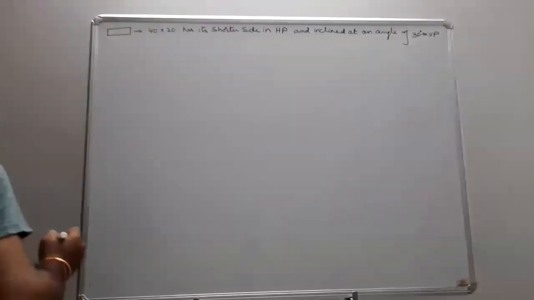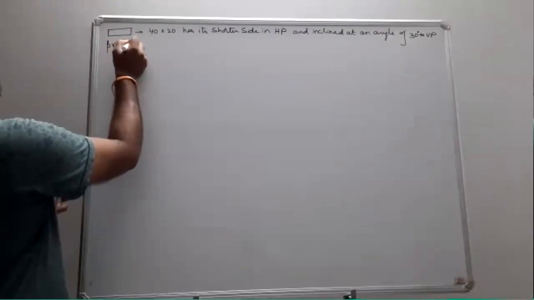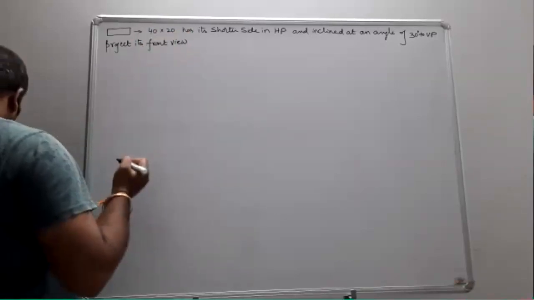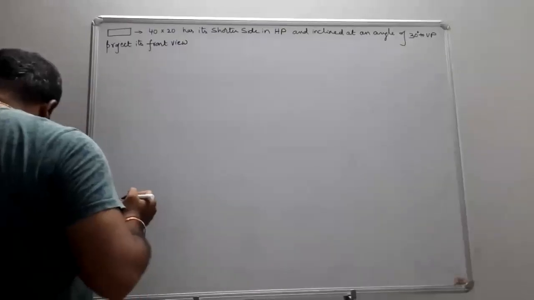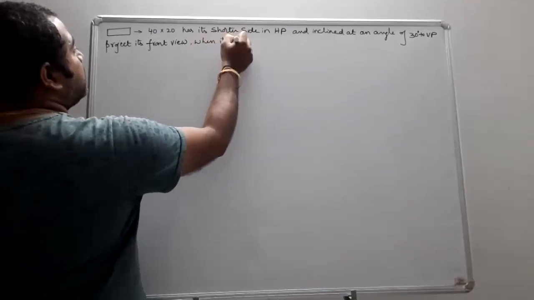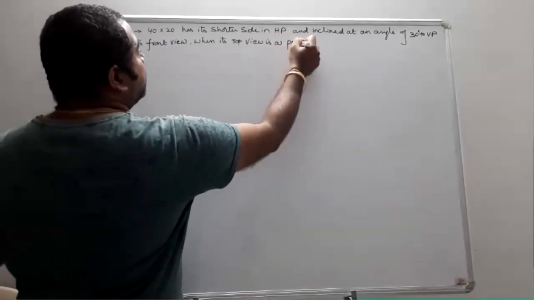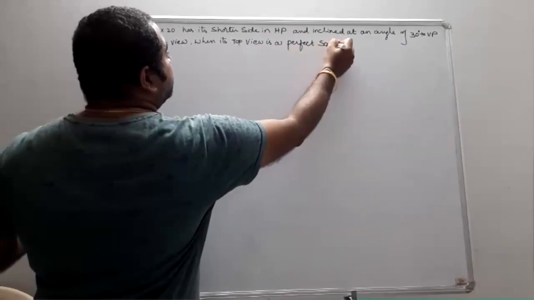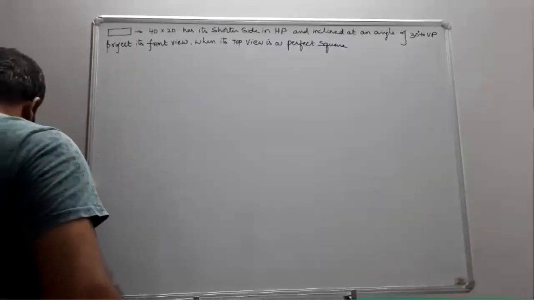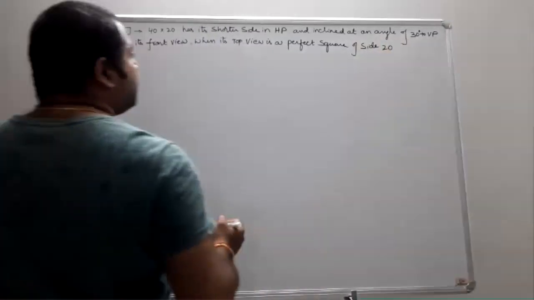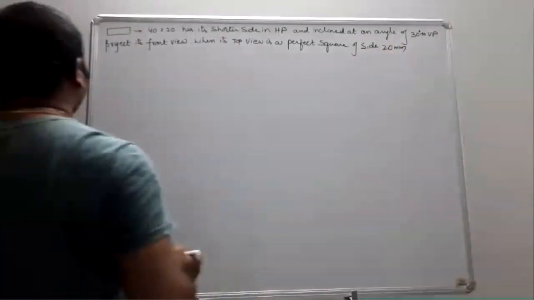Next, project its front view when its top view is a perfect square of side 20 mm. Draw its projections.